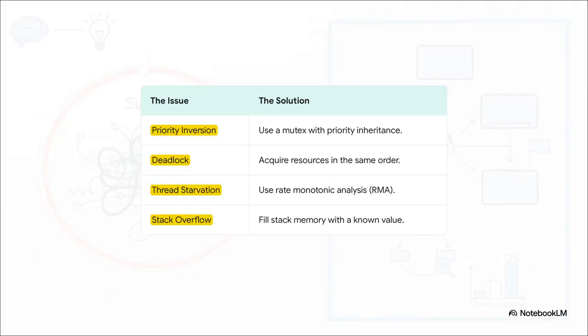Priority inversion, we just talked about that. A mutex with priority inheritance is designed specifically to fix it. Deadlock, where two tasks are stuck waiting for each other forever, the fix is discipline. Make sure all your tasks lock resources in the exact same order. Thread starvation, where a task never seems to get a chance to run, that's a design problem you solve upfront. And stack overflows? Here's a great pro tip. Fill a task stack with a known pattern, like all A's, when it starts. Later, you can check to see how many of those A's have been overwritten. That's your high watermark, and it tells you if you're getting dangerously close to the edge.